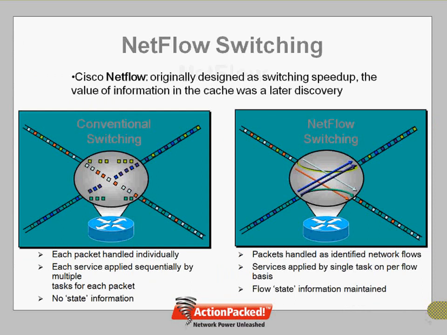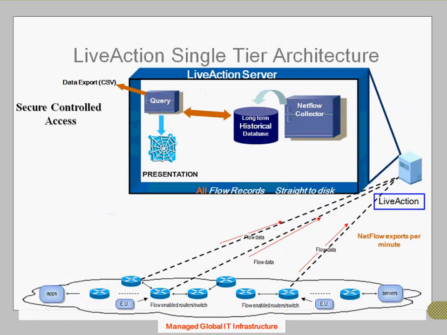A lot of people have asked me about NetFlow over the years: where did it really come from? NetFlow is really a switching technology designed for switching speed up. The value of the information in the cache was a later discovery. Before, packets were handled individually, and today, packets are being handled as a network flow. This flow state information is being maintained and now being exported to us so we can collect it, and therefore we now have a great view inside the network from an actual level.